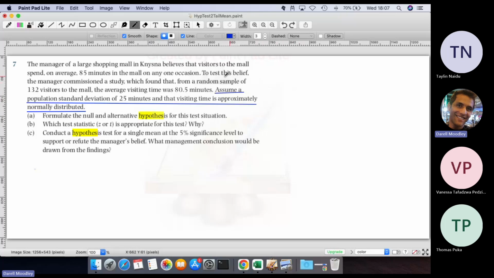So what is the manager testing? If you look at the text, it says on average. This is important because this is the statistical measure you're trying to test. There's a hypothesis where the manager believes that the true average, which is represented by mu, because that's the average of the population, is 85 minutes.